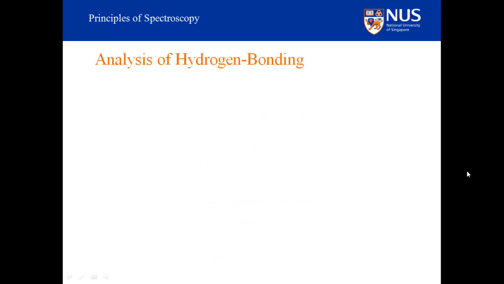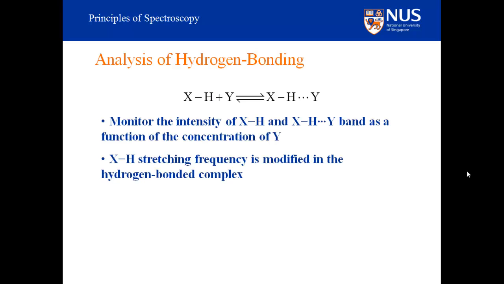We spoke about intermolecular interactions. We can also do an analysis of hydrogen bonding using infrared spectroscopy. We might have an equilibrium set up like this, where my XH molecule can interact with my Y molecule through some kind of intermolecular interaction, perhaps hydrogen bonding. And we can monitor the intensity of XH and the XHY band as a function of concentration of Y.